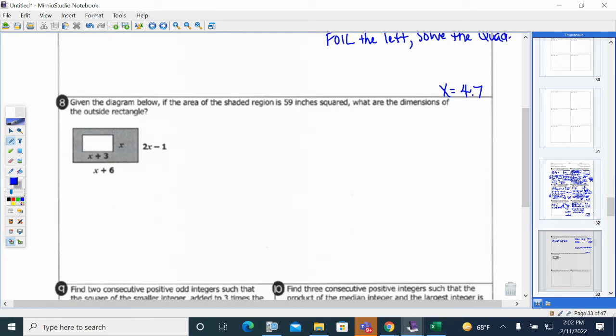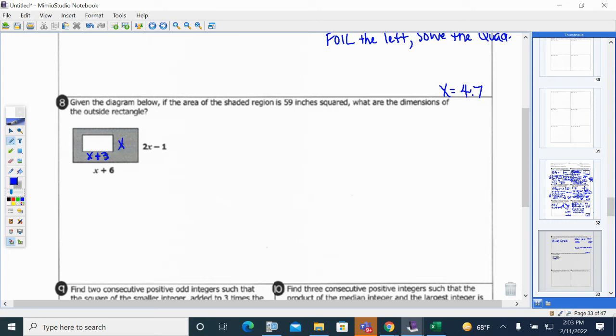Number 8. In your packet, you may not be able to see the inside dimensions on the inner rectangle. So there's an x here and an x plus 3 for that inner rectangle. Number 8 says, given the diagram below, if the area of the shaded region is 59 inches squared, what are the dimensions of the outside rectangle?